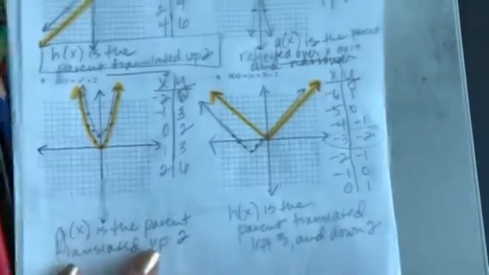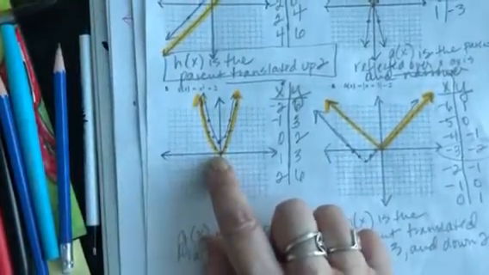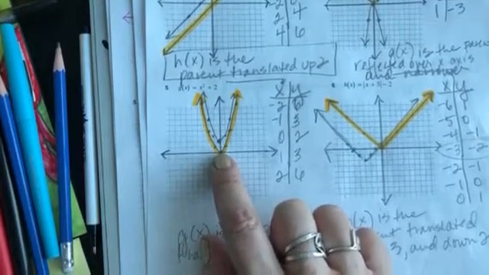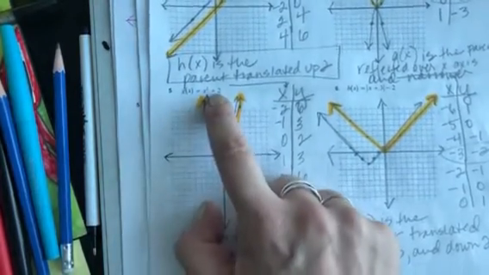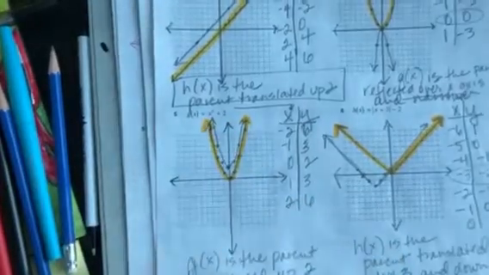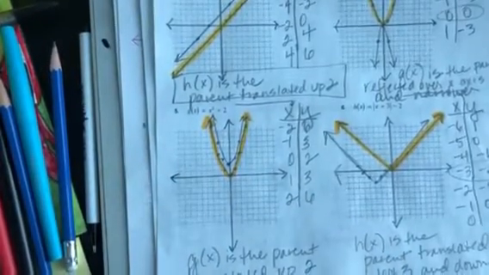And then last but not least in this crowd, here's another quadratic with its parent. This is just the parent moved up 2 units. All it was was that parent x squared plus 2. g of x is the parent translated up 2.